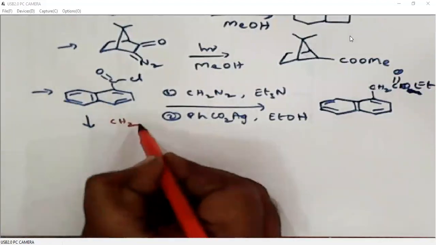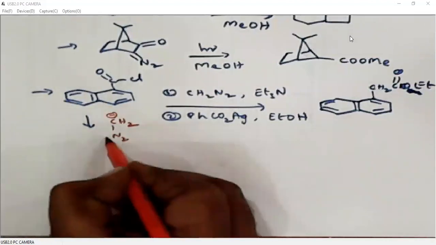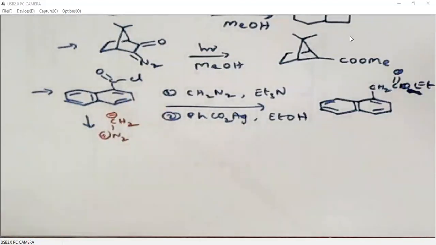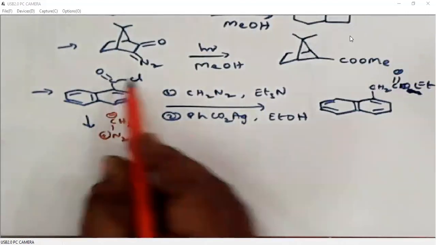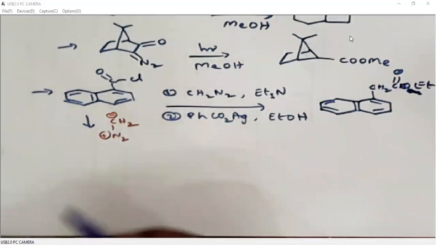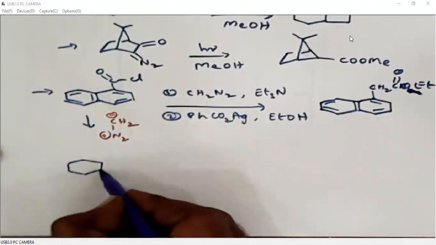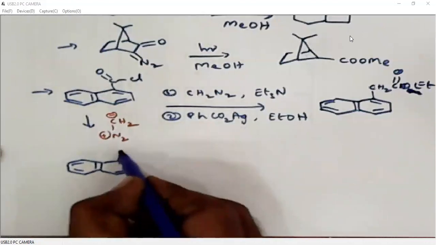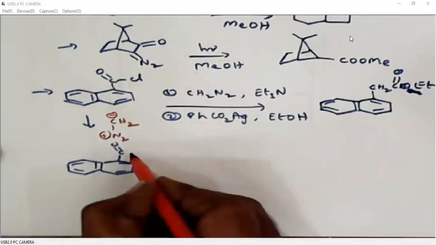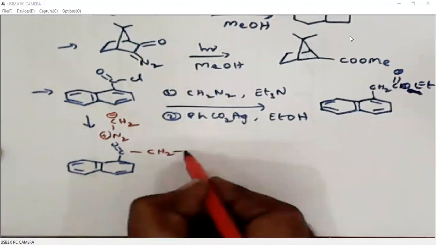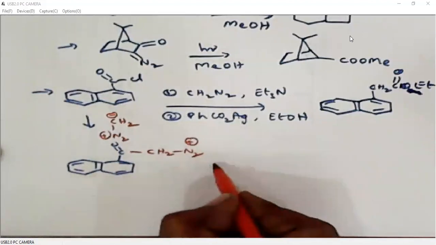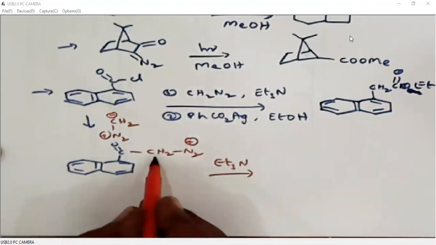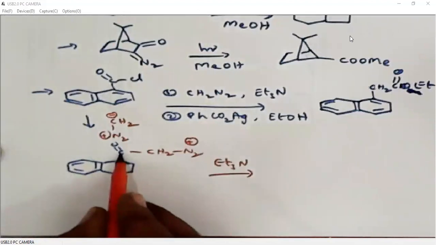Diazomethane, CH2 minus, N2 plus. So this nucleophile can easily attack an acid chloride, so that chloride will be leaving. Then base will pick up a proton from this carbon because it is stabilized by the carbonyl group.